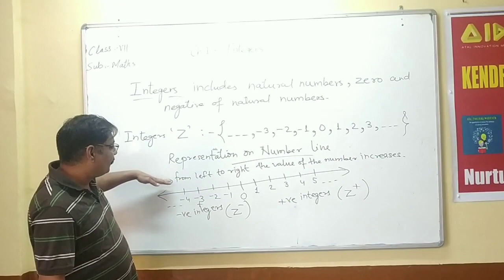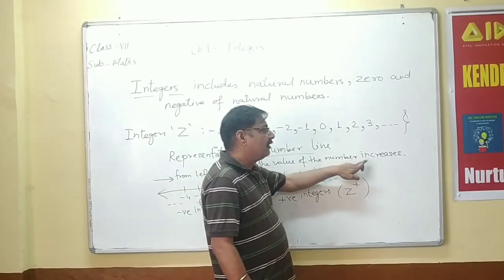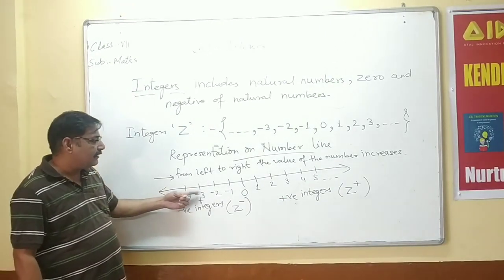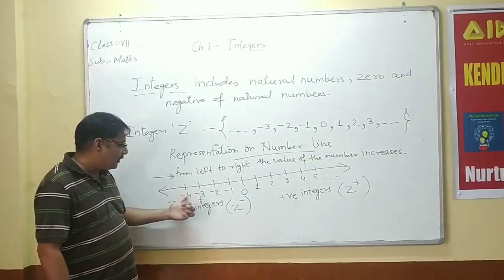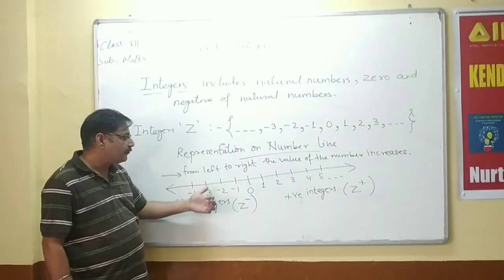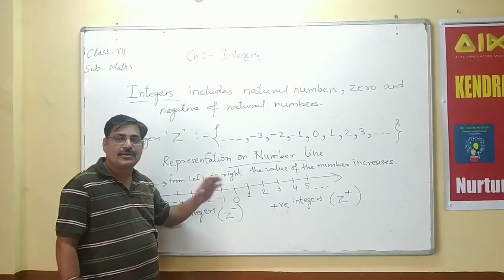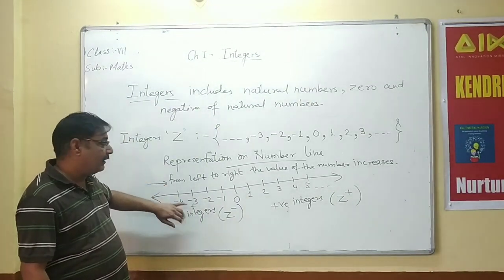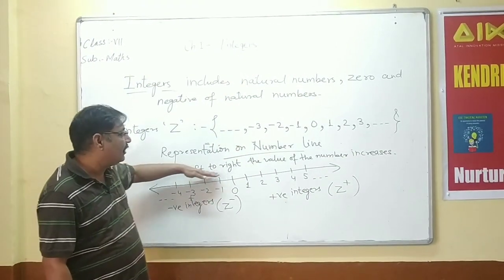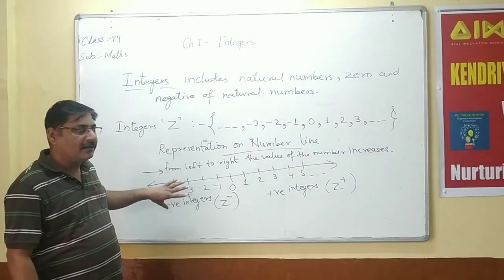So as we move from left to right on the number line, the value of the number will increase. On this number line, the numbers right now are in ascending order. This is the smallest number of all of these. Minus 3 is greater than minus 4. Minus 2 is greater than both of these, minus 3 and minus 4, and so on. So once again, the numbers on the number line increase as we move from left to right. Okay, is it clear?